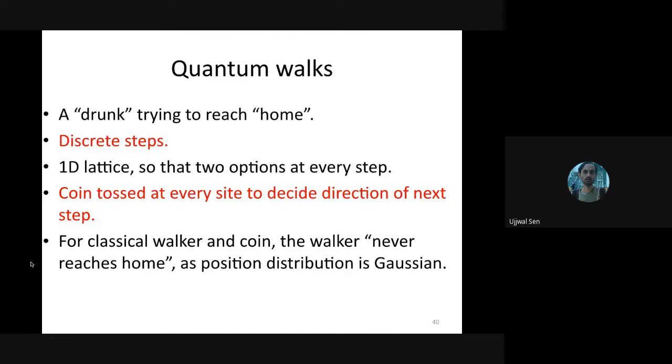If I consider such a classical walker and a coin, the walker will never reach home. Suppose the walker has gone to some place to drink, and then from there, he or she starts to toss a coin and move backward and forward as the coin is tossed. Then you can show that the distribution of the walker's position is actually a Gaussian, around the initial position of the walker. So the walker almost never goes home because she or he is moving around that same initial position.